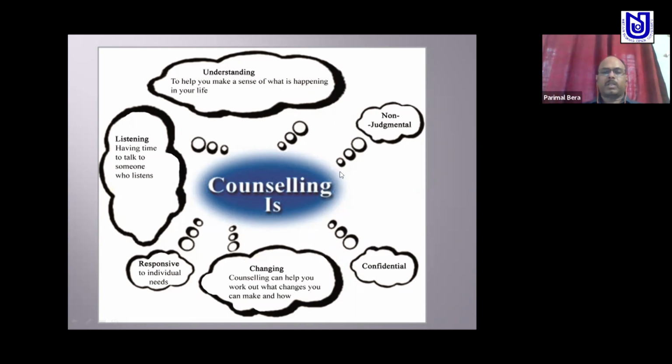And if you want to understand the problems, one thing is important in terms of counseling: you should be an active listener. That means listening skill is also important, having time to talk to someone who listens. When you are the counselor, you should be an active listener. What is meant by active listeners? Another way we may say it is empathetic listeners.